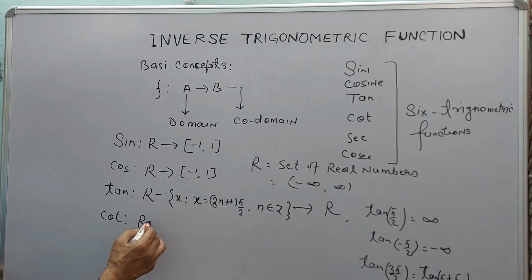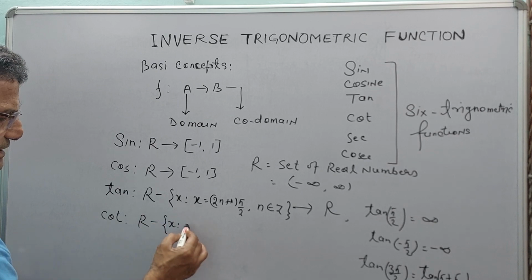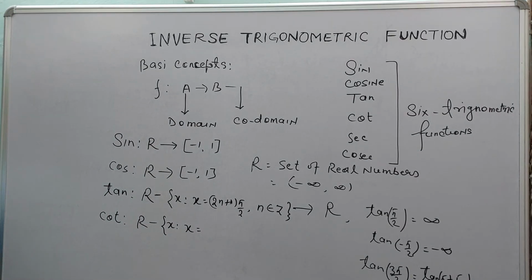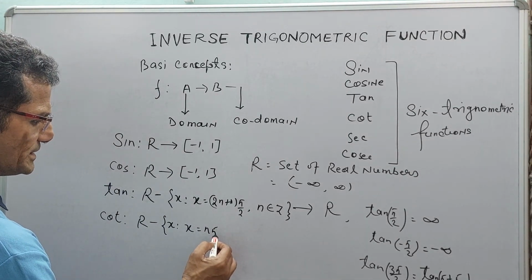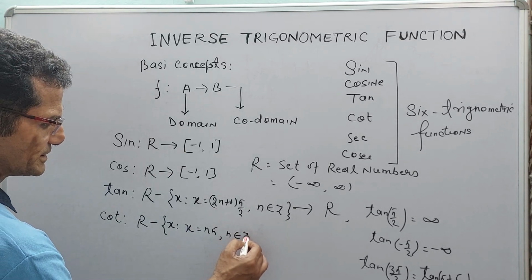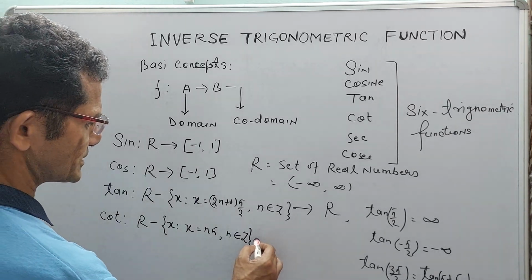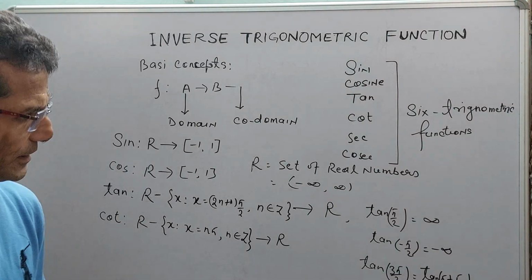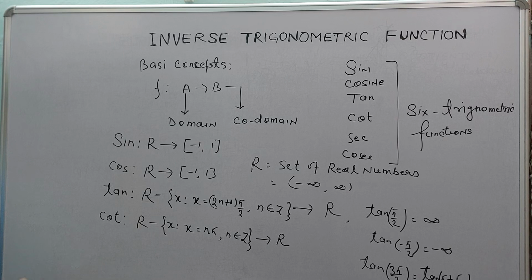Now, from the set of R, if I exclude the elements x such that x is equal to all integral multiples of pi, where n is in the set of integers, its domain is also the set of real numbers, because the same thing would happen here in the case of the cot function.